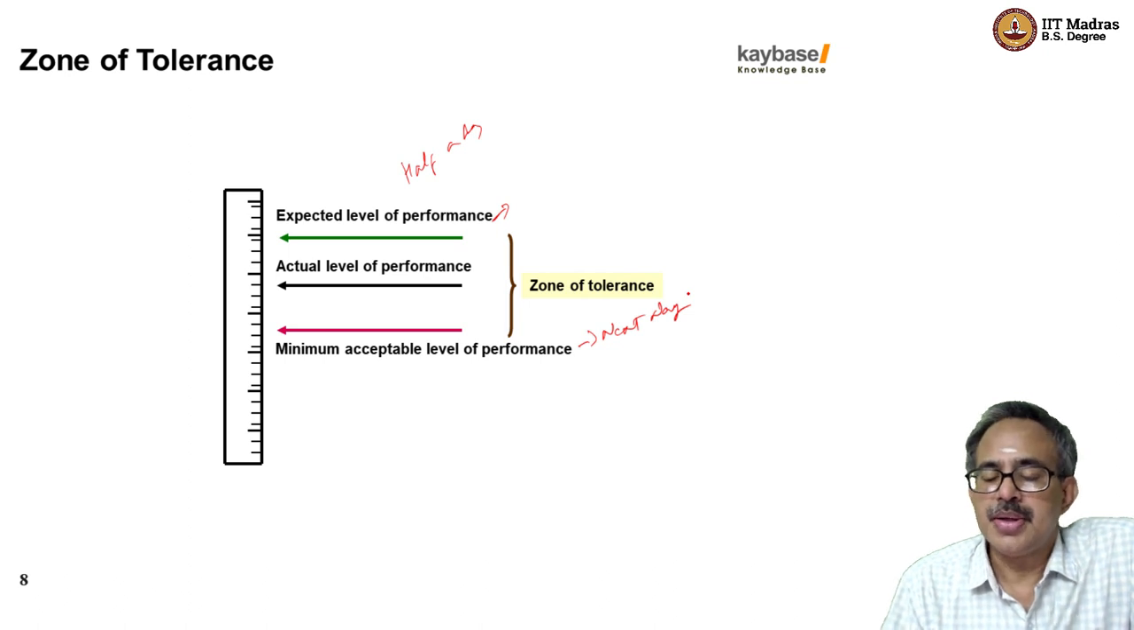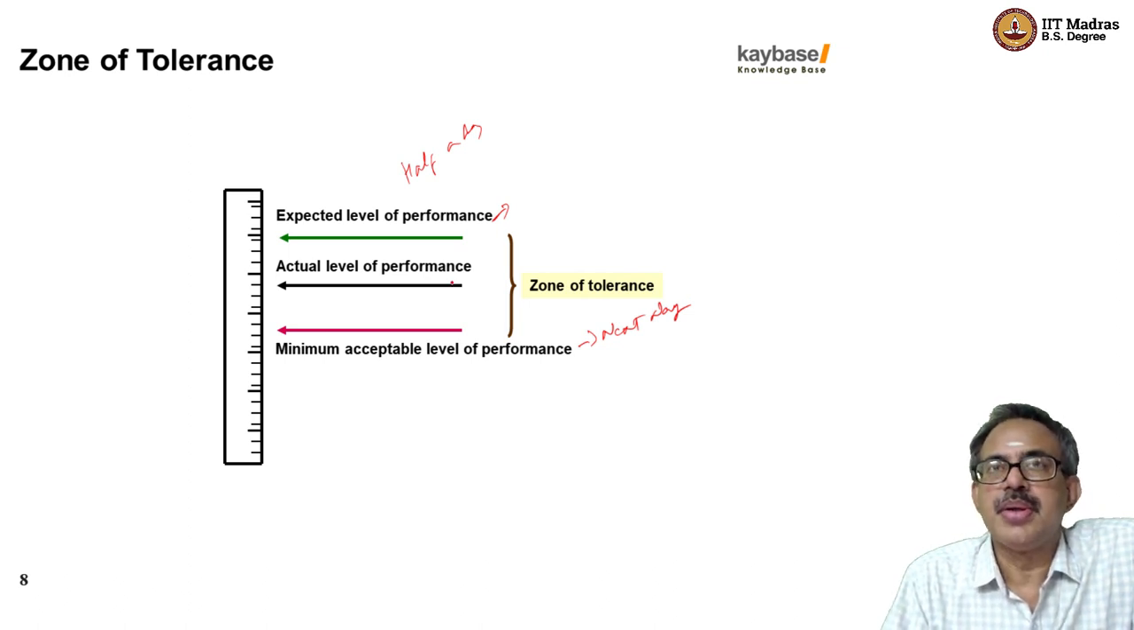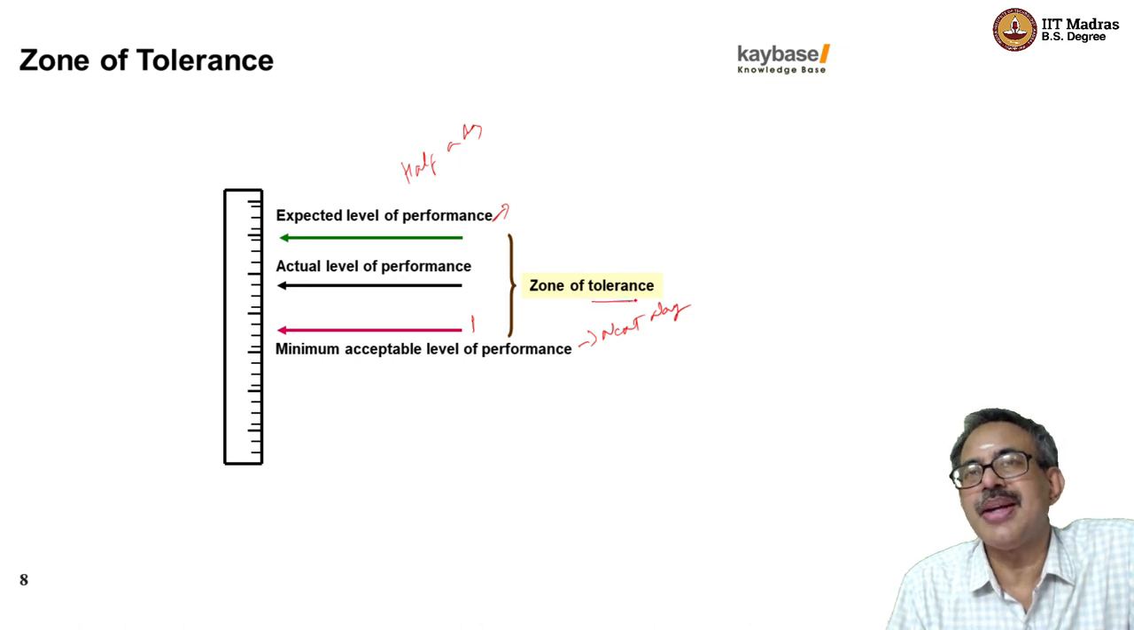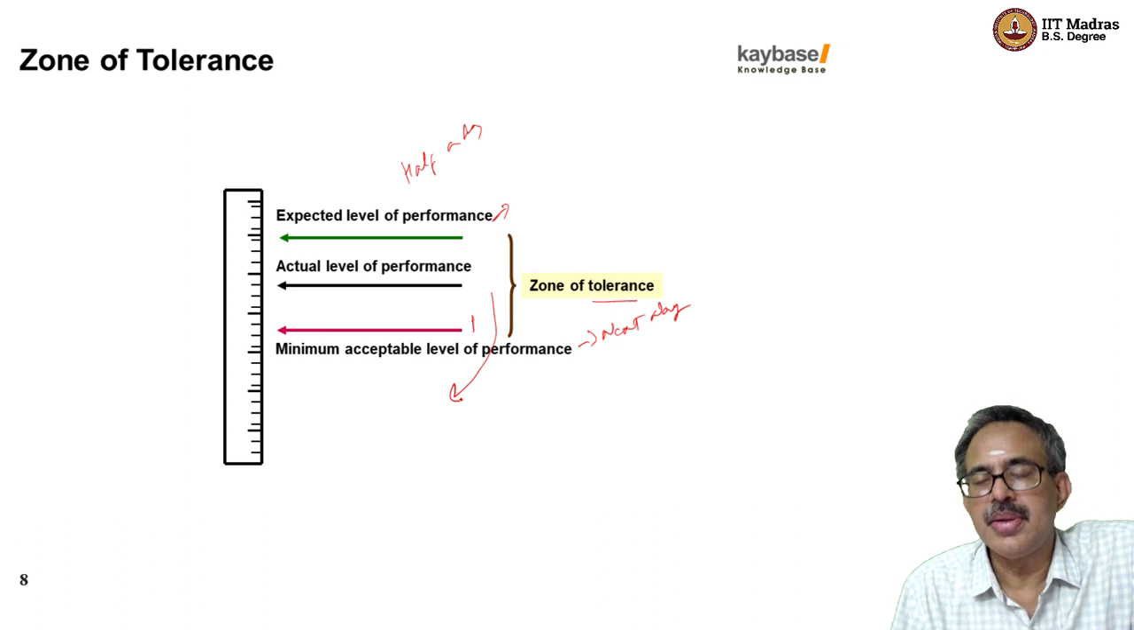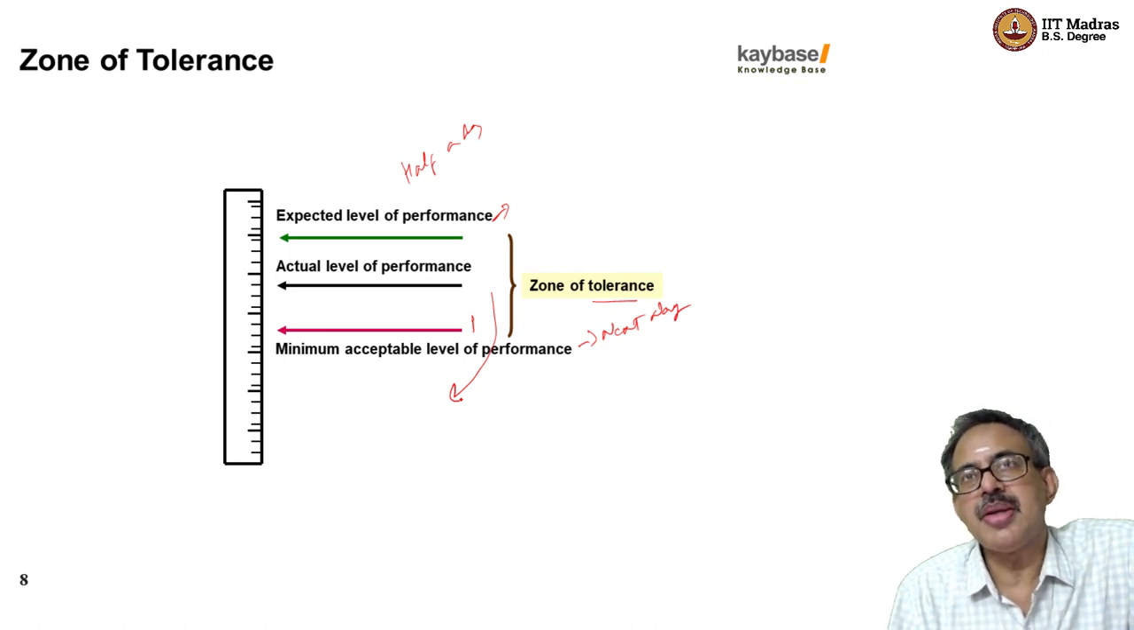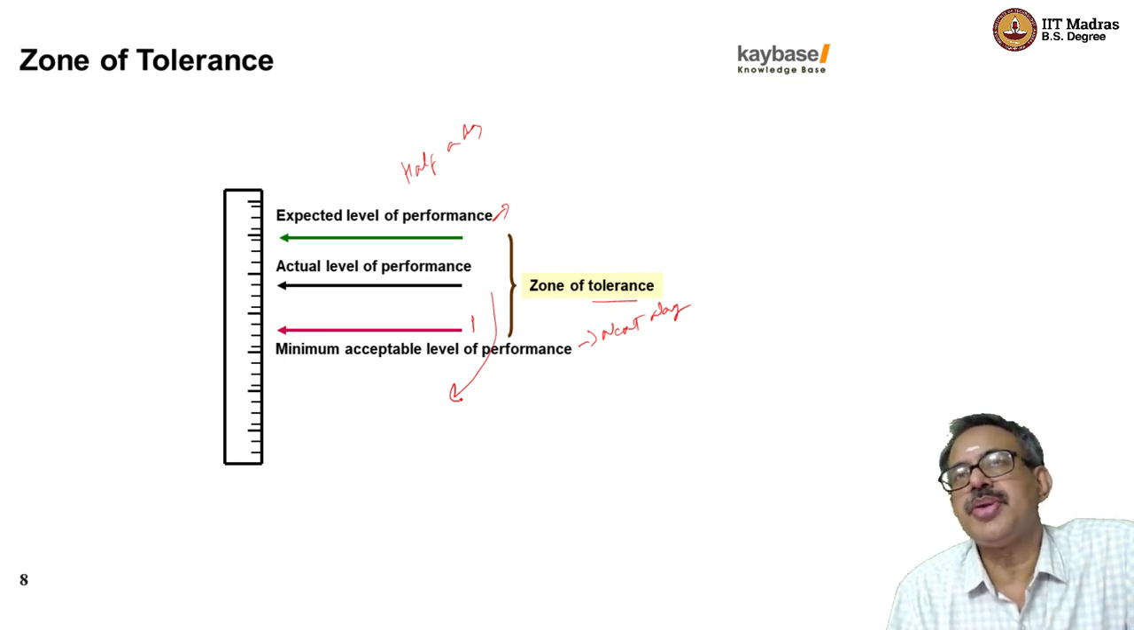Beyond that, we are fuming because it's summer and we really need the air conditioner. Now, if the actual level of performance is not as per expected, but it is still above the minimum level, then we're okay. It is in the zone of tolerance. We can tolerate it. But if the actual level of performance is below the minimum acceptable level, then it's outside the zone of tolerance.